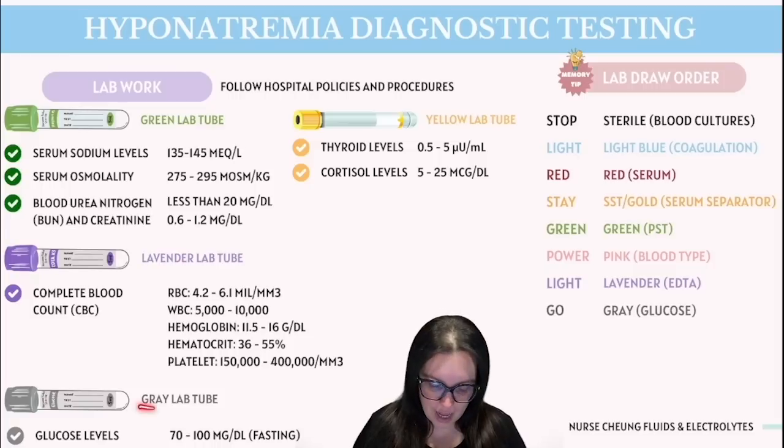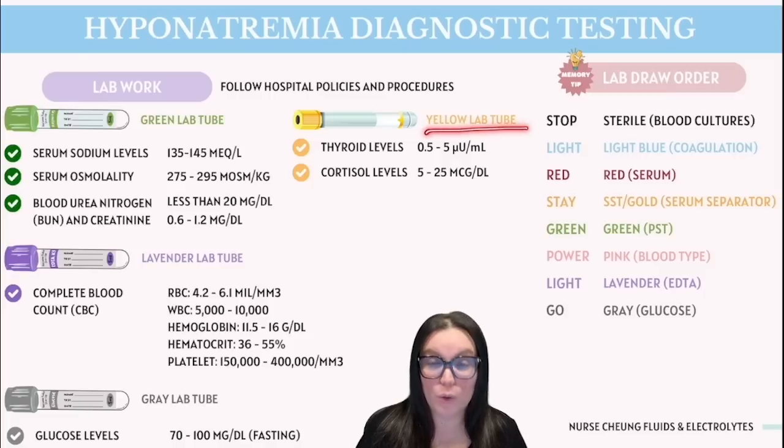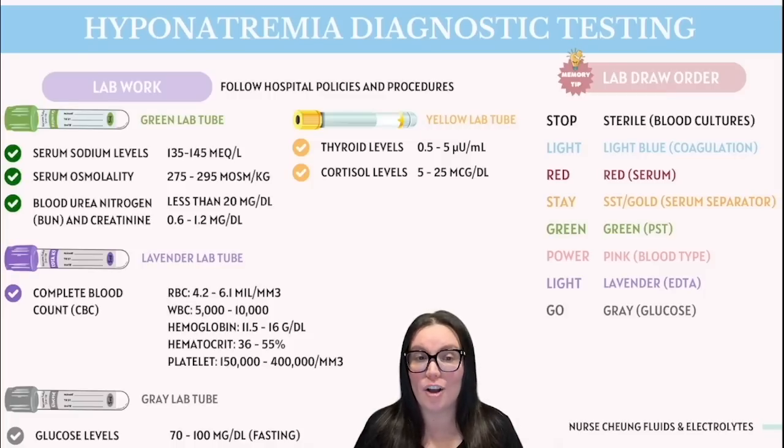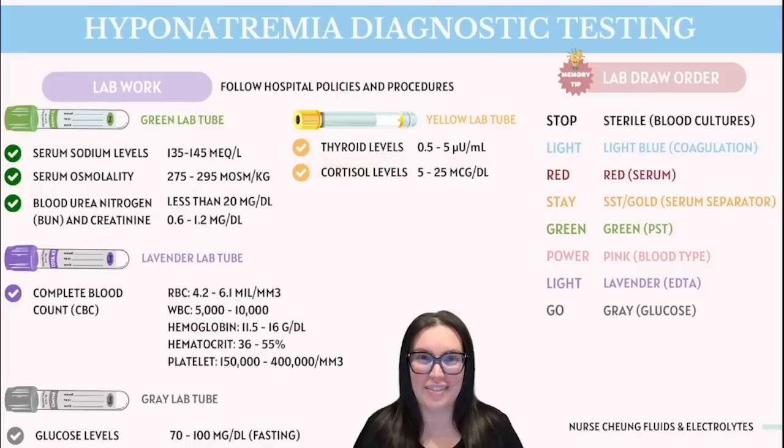For the gray top, we're looking at those glucose levels, because hyperglycemia can actually cause dilutional hyponatremia due to osmotic shifts. And lastly, we have our yellow top or gold top, depending on what they call it at your facility, and we're testing for thyroid levels and cortisol levels. Thyroid levels will help us rule out hypothyroidism with causes like euvolemic hyponatremia, and cortisol levels will help us identify adrenal insufficiency.